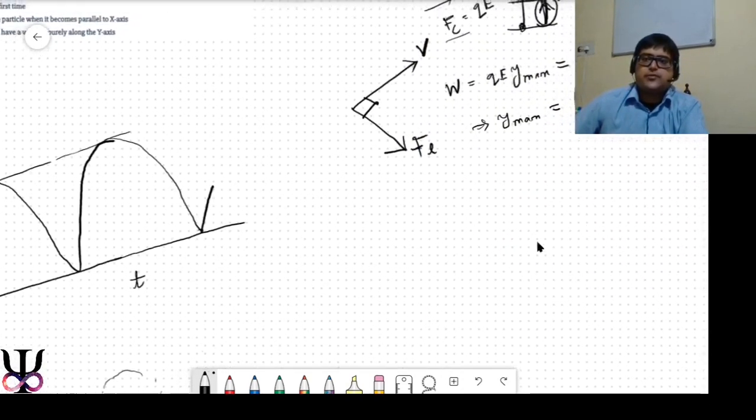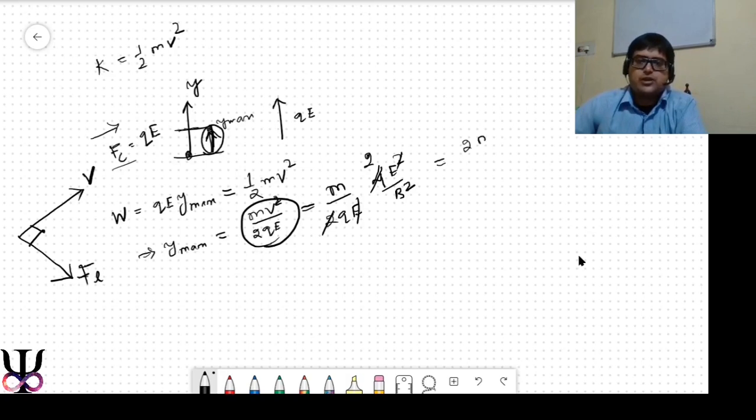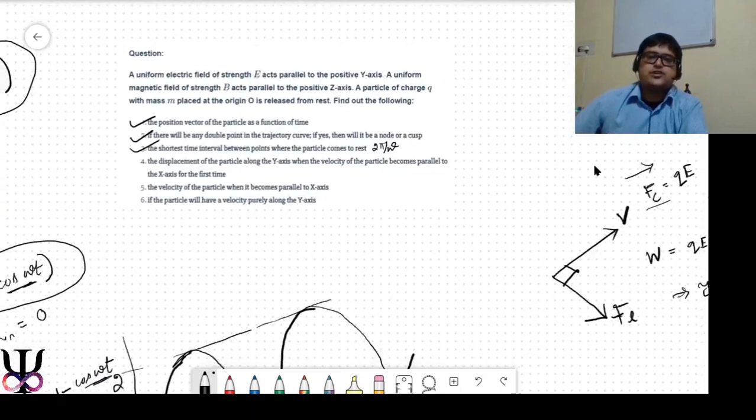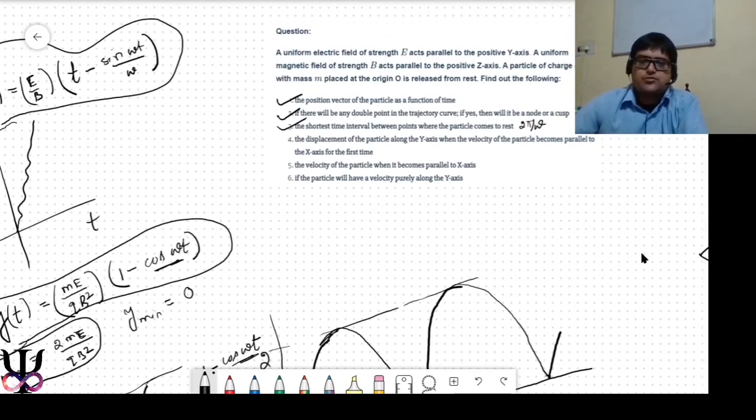So now just plug that in: m by 2qE, and instead of v squared, you can write 4E squared by B squared. Now you can do some arithmetic manipulations. E takes a power, so now it becomes 2mE by qB squared. So that's y max. This is the same thing that we got earlier without using the work energy principle, from the simple nature of the trajectory of the path. So y max is 2mE by qB squared. There are two ways in which we can find this out. Part 4 has been answered.